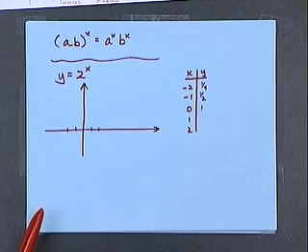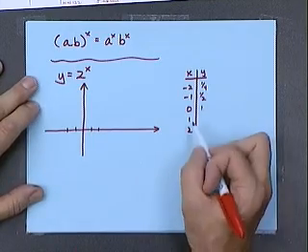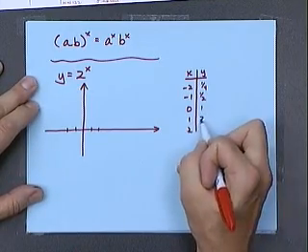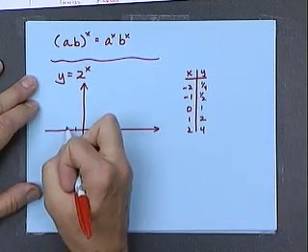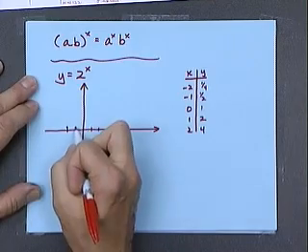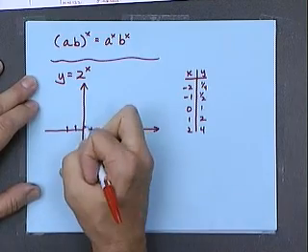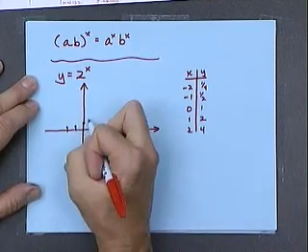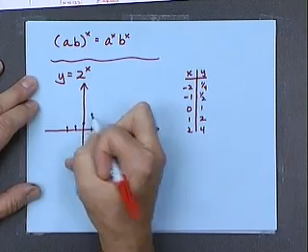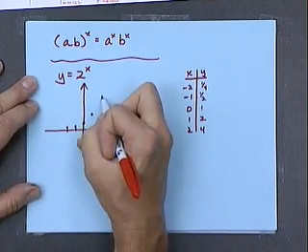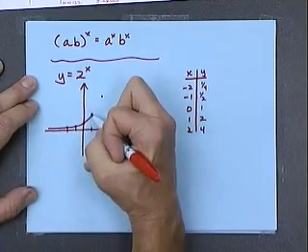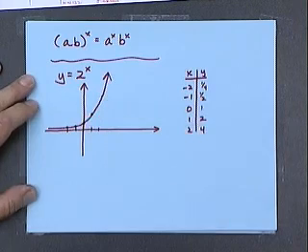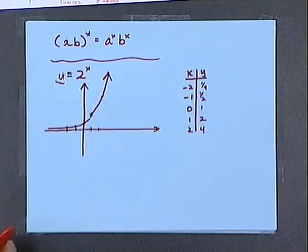3 to the 0, e to the 0, they're all 1, so they have that in common. 2 to the 1, 2, and 2 to the 2, 4. So negative 2, 1/4; negative 1, 1/2; 0, 1; 1, 2; and 2, 4. So I don't think it's a mystery that 2 to the x has that kind of a shape. That's kind of what all exponential growth type functions look like.